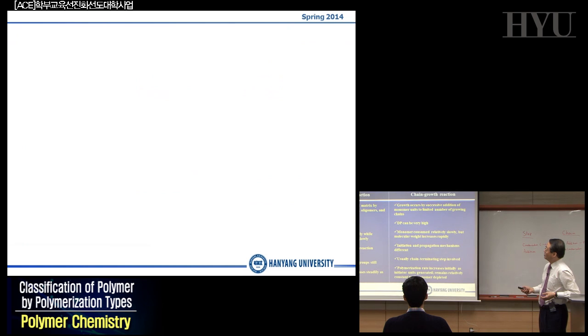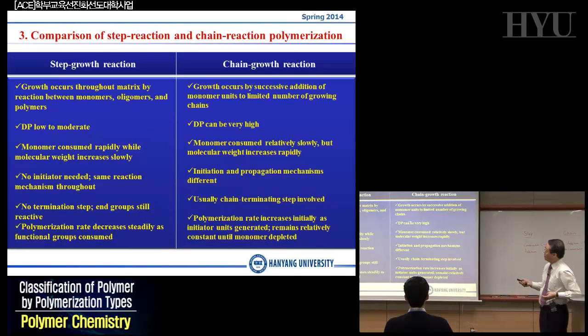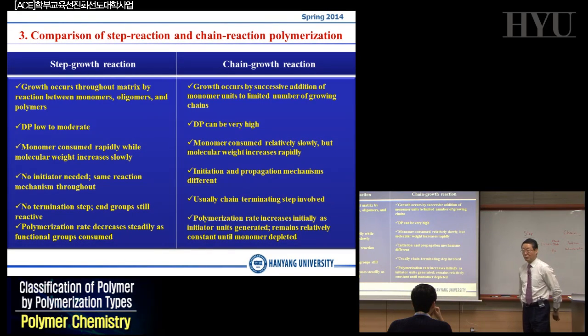So if you go back to this slide, we can talk about differences. Monomer consumption is quite rapid in step growth, whereas in chain growth, the monomer consumption is relatively slow. Initiator is not necessary in step growth. Initiator is quite essential in the case of chain growth. Termination, polymerization rate decreases, polymerization rate increases initially. So those are the differences between step and chain growth polymerization reactions.